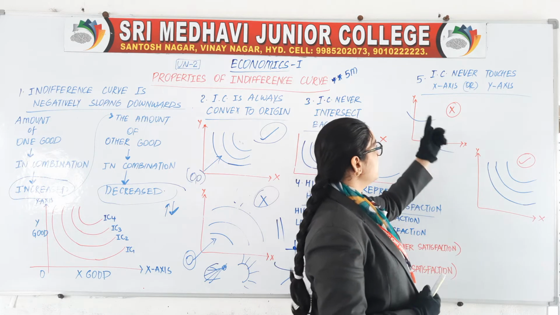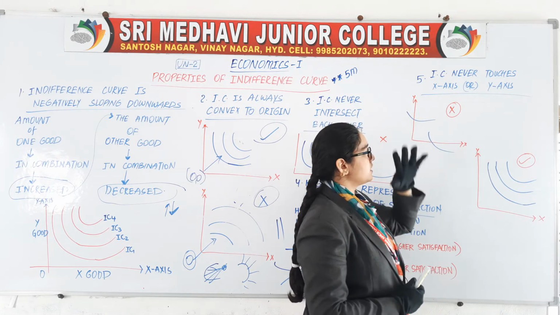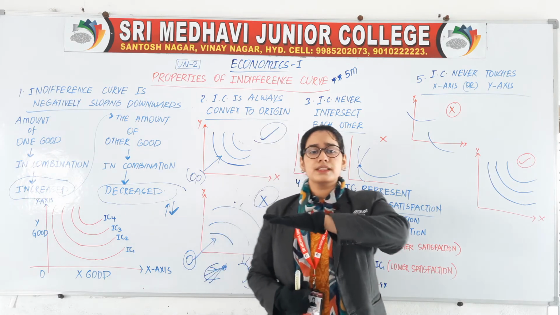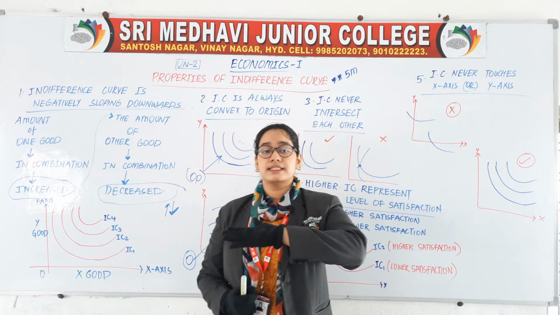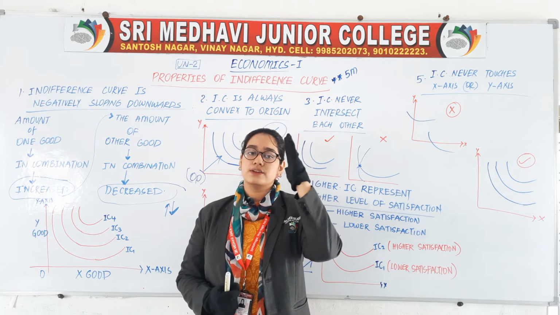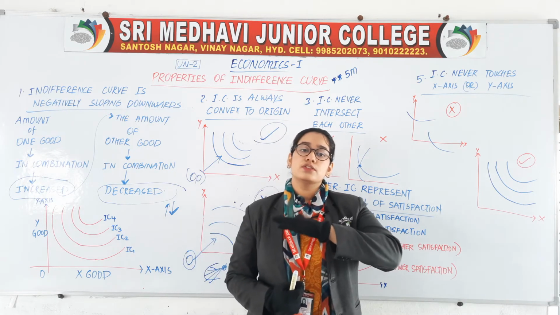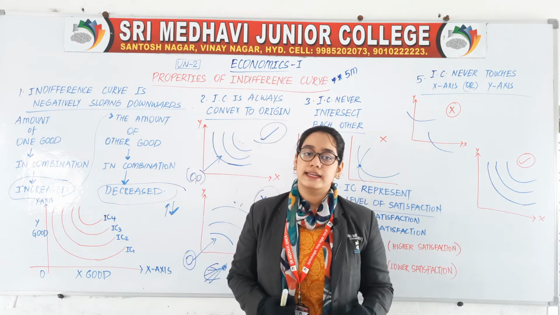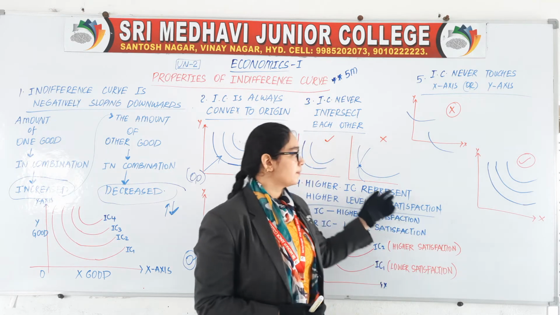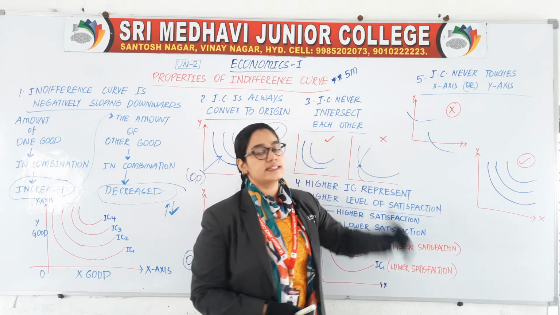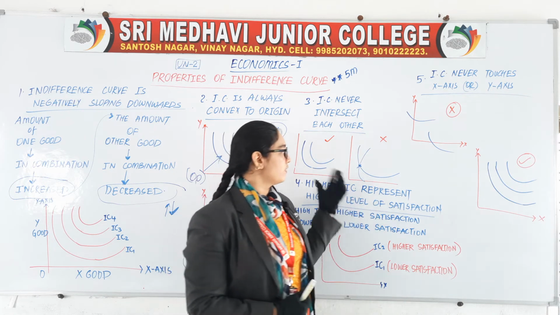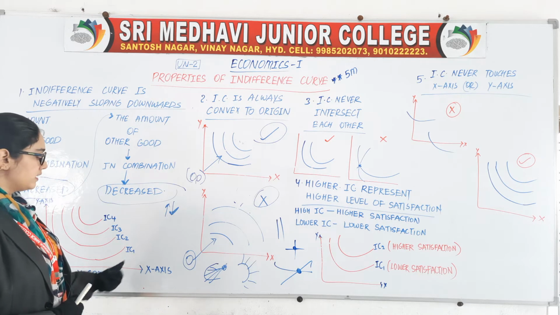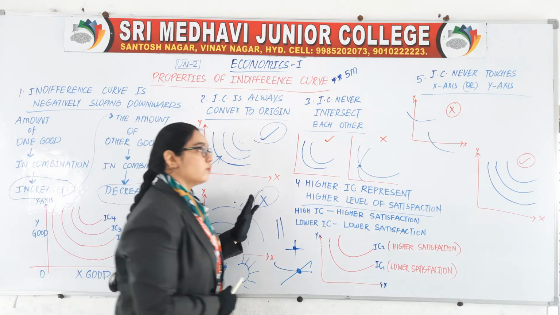Last and final point: the indifference curve never touches the x-axis or y-axis. The sleeping line is called the x-axis. The standing line is called the y-axis. The sleeping line is also called the horizontal line. Standing is also called the vertical line. So horizontal is our x-axis, standing is the y-axis. So do you find anywhere, is it touching the x-axis or y-axis? It is not touching the x-axis or y-axis.